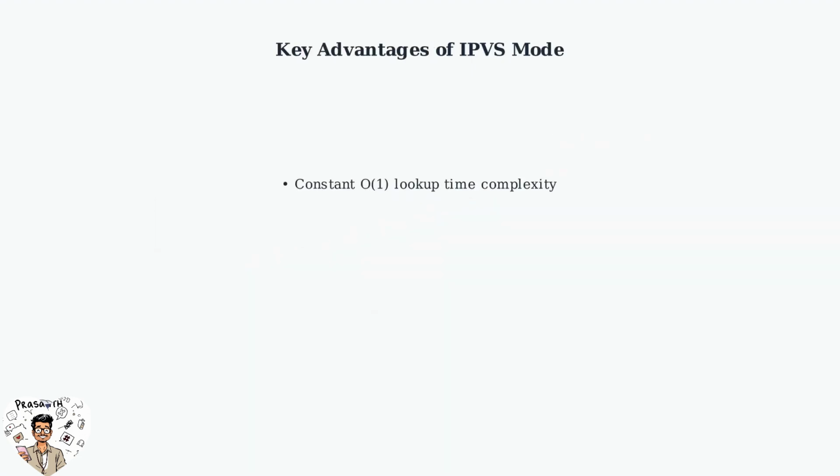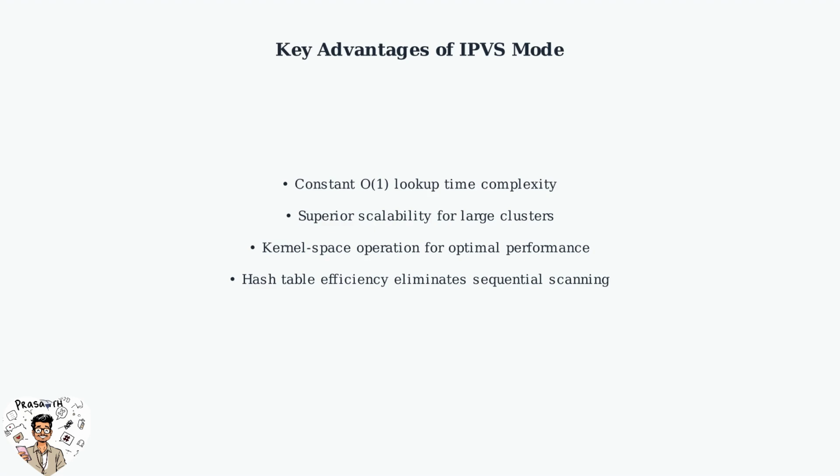IPVS mode delivers several critical advantages that make it the preferred choice for large-scale Kubernetes deployments. Its constant time complexity, kernel space operation, and hash table efficiency provide the foundation for truly scalable service routing.